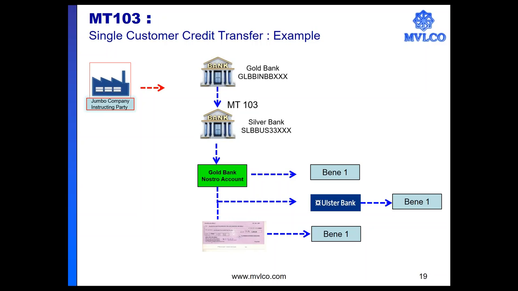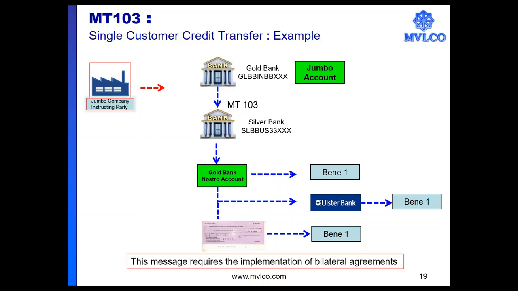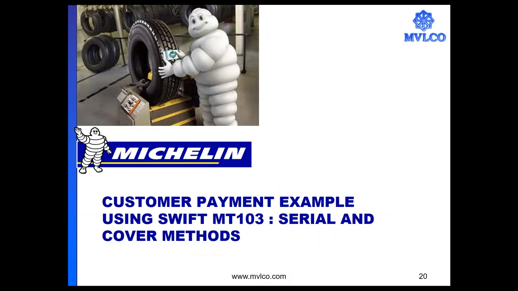So when you want to pay beneficiary 1 directly, I would use this message. When you want to pay beneficiary 1 at Ulster Bank, then same message. But in one message, you cannot have more than one beneficiary if the message type is MT103. Under MT103, there are three subtypes. I will use the words MT103 Core, MT103 STP, and MT103 Remit. These are the three types of messages which we get under MT103. So where do you have the Jumbo account here? The Jumbo account is only with Gold Bank. There is no Jumbo account at Silver Bank. This is the example of MT103.